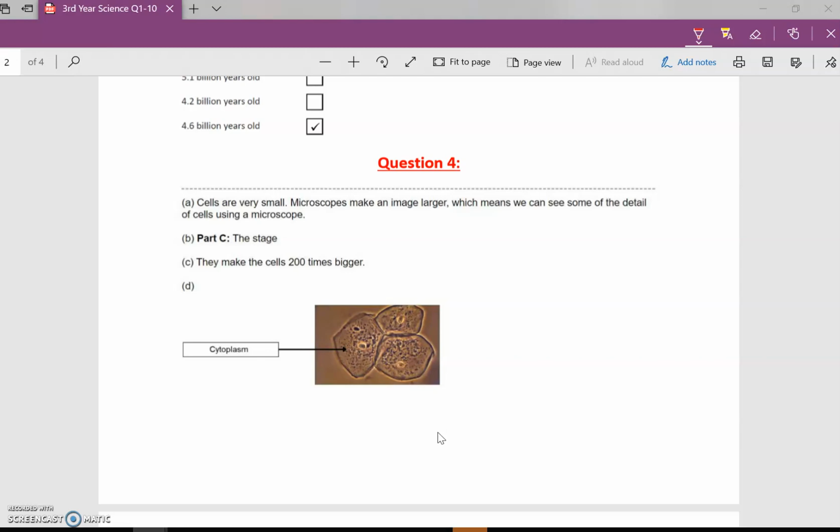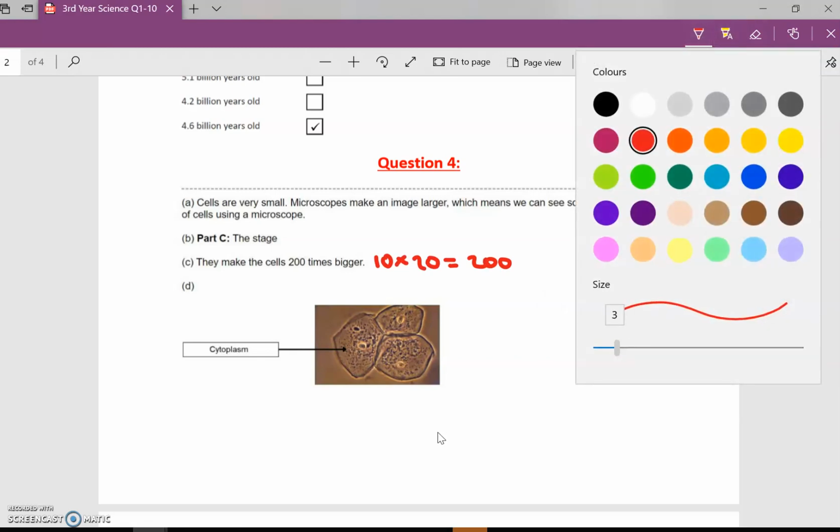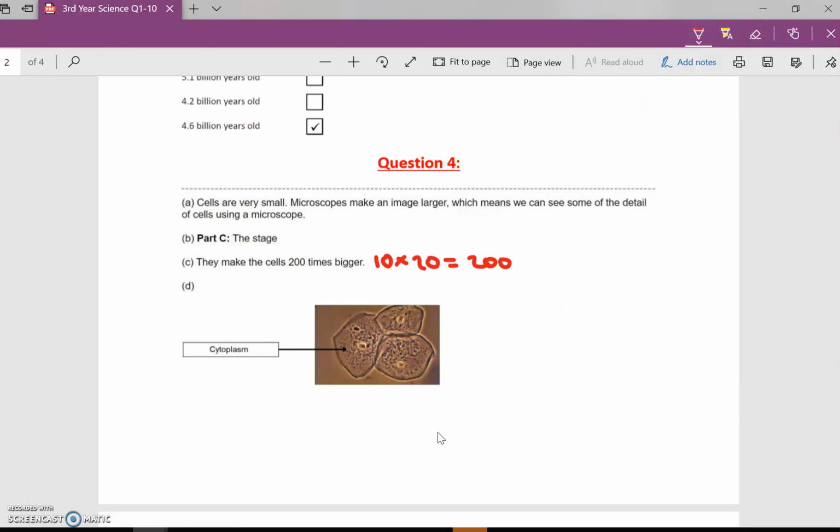So it's asking what's the magnification. To work out the magnification, it's the combination of the two of them working together, and you multiply the two magnifications together. So it's 10 by 20, which gives you 200. Okay, then we go on to the last part.